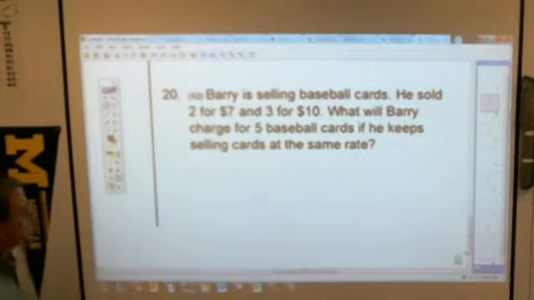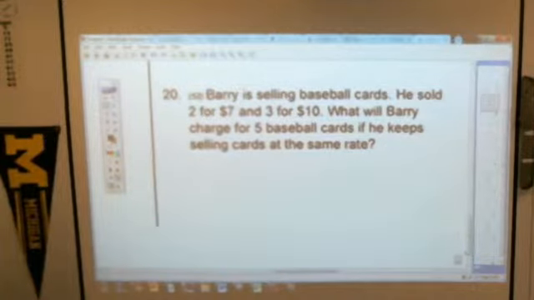Barry is selling baseball cards. He sold 2 for $7 and 3 for $10. What will Barry charge for 5 baseball cards if he keeps selling cards at the same rate? I know there's an easy way to do this. Do you know what it is? The answer was 16, but I'm looking for the easy way.